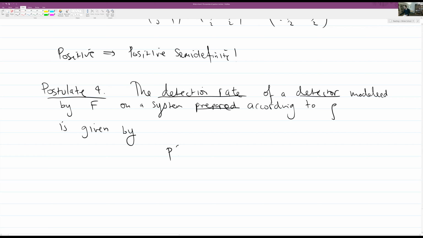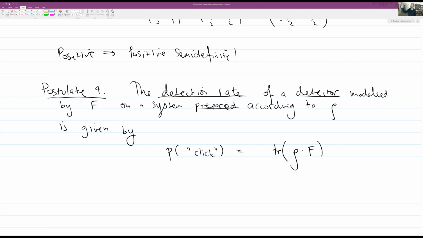P, we'll call it click. When does our detector click? Well, with a certain probability, and that probability is given by the trace of rho multiplied by F. That's it. Now we're doing physics. We've got a way to model preparations. We've got a way to model measurements. Now we can find out if a given preparation will lead to a given detection outcome and at what rate. And the rate is determined by this formula here.